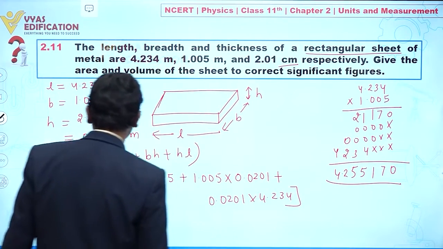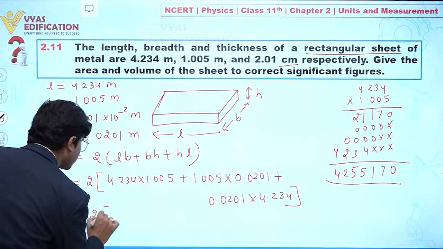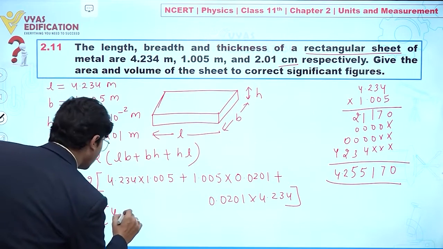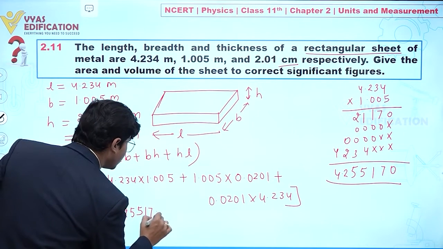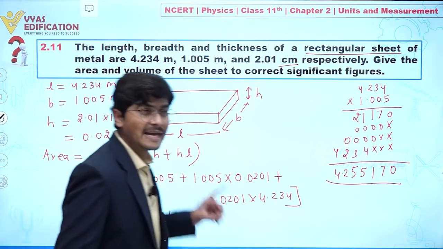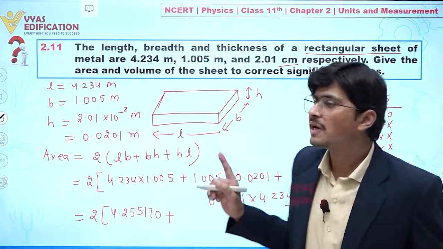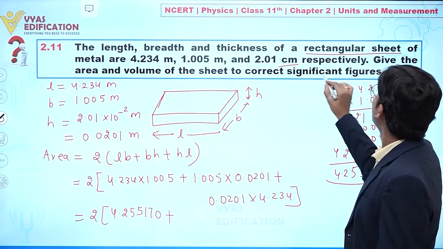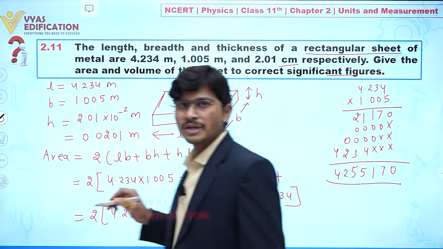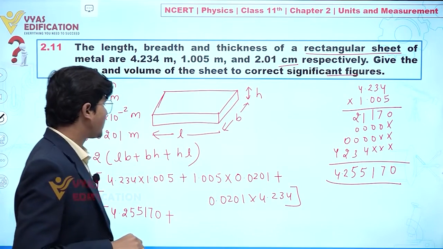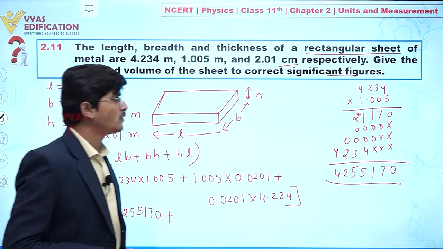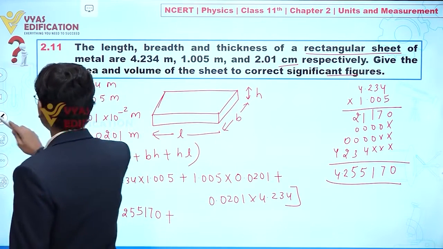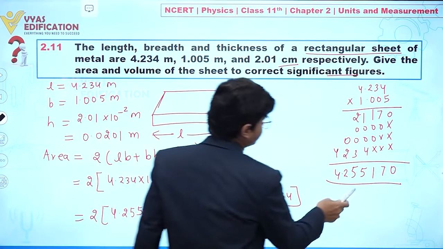4.255170. Clear? I am writing here. This is equal to 2 times of 4.255170. Now dear student, here exact calculation is required because we have to find this answer up to a correct significant figures. Clear? Now we have to multiply 1.005 into 0.0201. Clear? So now concentrate.